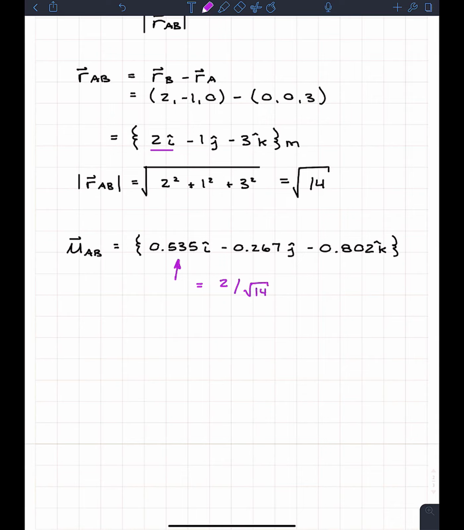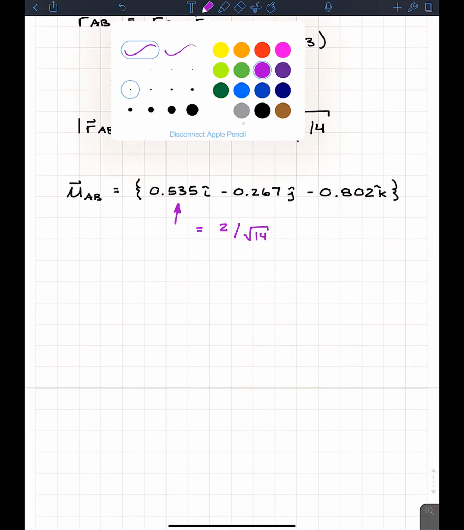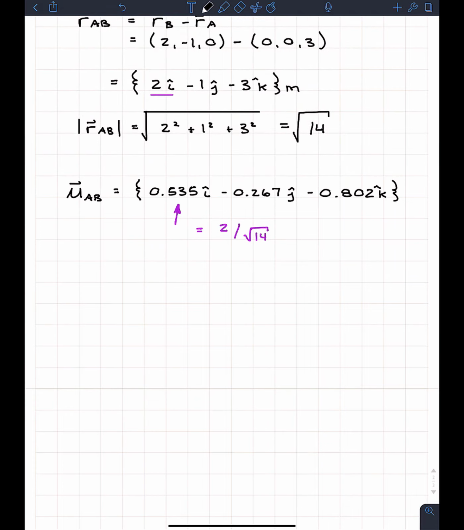And just like that, 2 over root 14, we get that 0.535. All right, so far it's looking pretty good. Now what we can do is move on to the same thing for FAC. So I'm just going to write FAC.